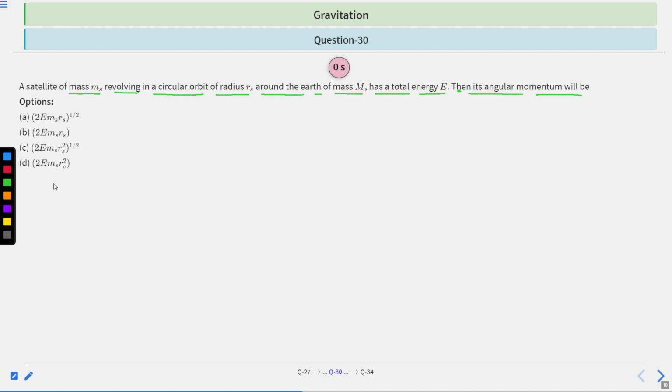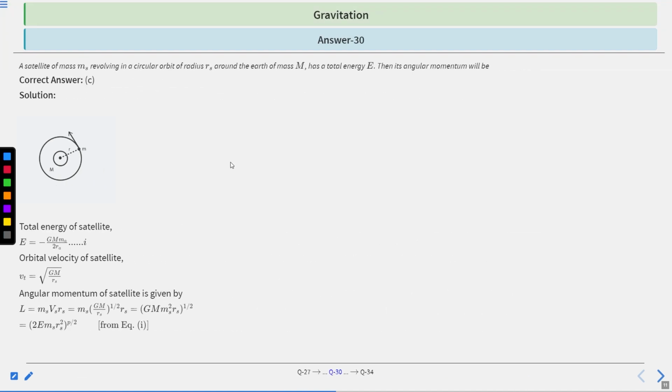Let's find a solution. So according to the question, a satellite of mass m_s, suppose this is the satellite, is revolving in a circular orbit around the earth of mass M. Suppose this is the earth having mass M. Then it has a total energy E. So the question asks about the angular momentum.